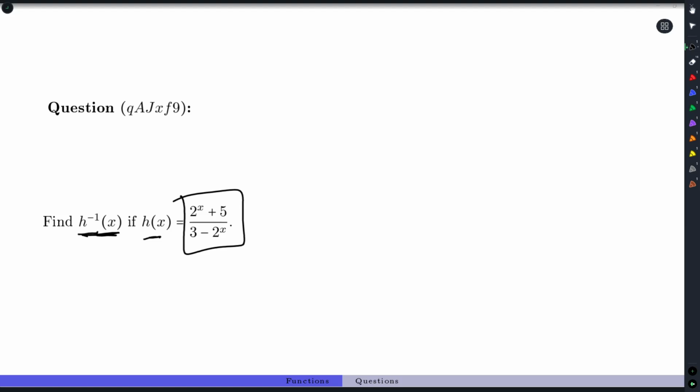So we're just going to jump straight into, well, how in the world do you calculate a formula for an inverse function? The way you do that, you start with y equals your expression in terms of x, and then you swap the x's and the y's. So we'll get x equals (2 to the y plus 5) over (3 minus 2 to the y). And what we want to do is use algebra and other approaches to isolate y all by itself.